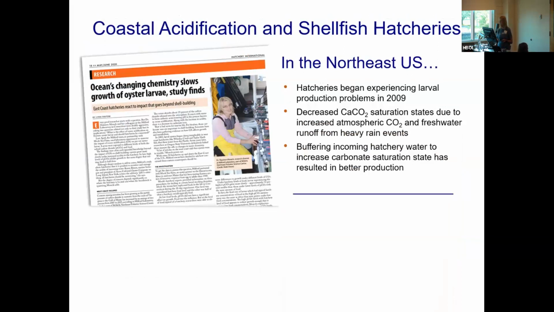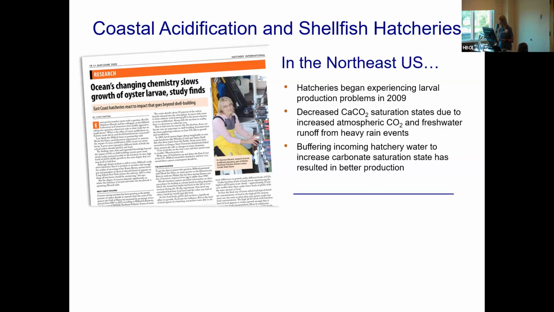Several years later in the Northeast, we also had hatcheries, particularly a very large one in Maine, begin experiencing larval production problems. They looked to the Pacific Northwest, but realized that the problem was different. It was decreased calcium carbonate saturation states due to increased atmospheric carbon dioxide and freshwater runoff from heavy rain events, acid rain, for example. But the solution was the same, buffering their incoming water to increase that carbonate saturation state, and that resulted in better production.